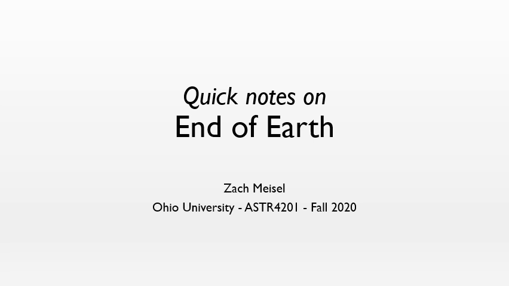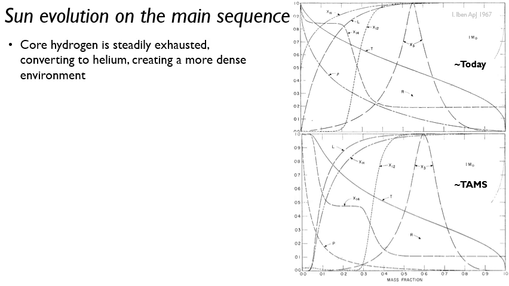Here are some quick notes on the end of Earth to accompany Chapter 6 of To Build a Star. So this is kind of a fun way to frame thinking about stellar evolution, I think, and also just an interesting question: what's going to happen to the Earth in the solar system?